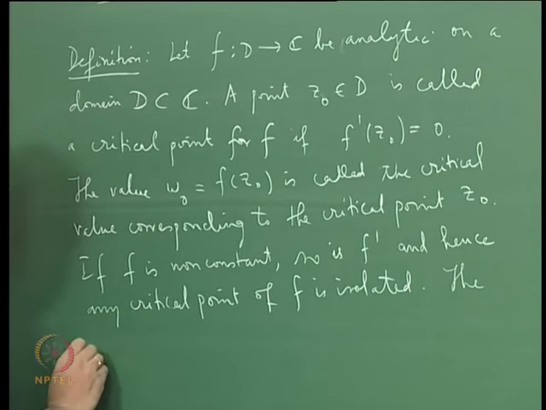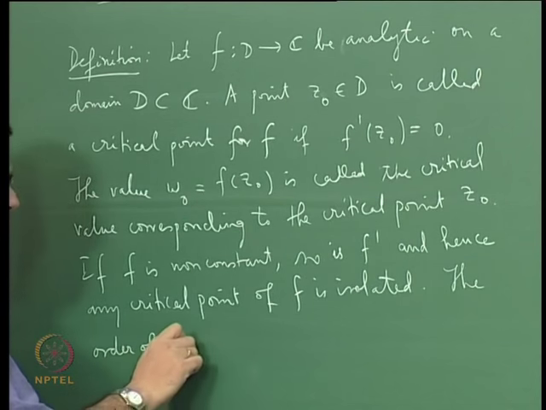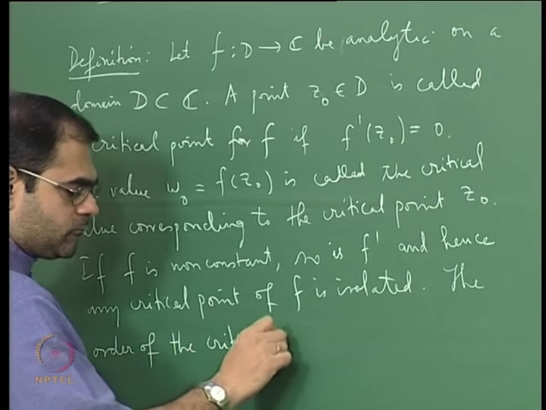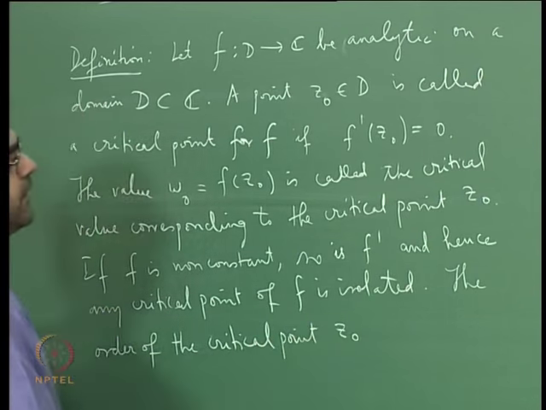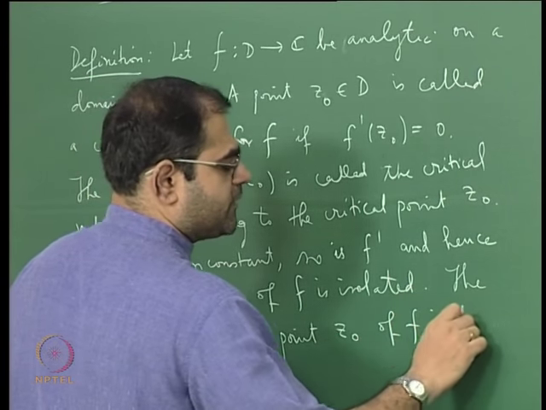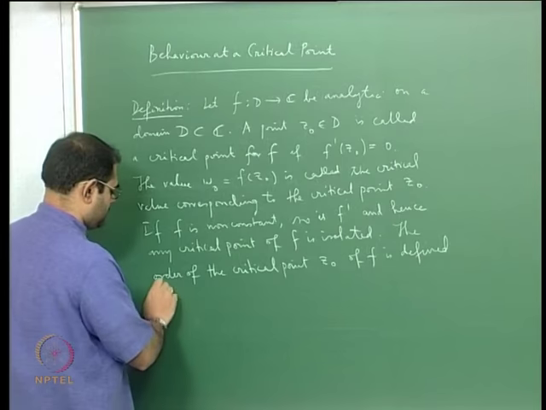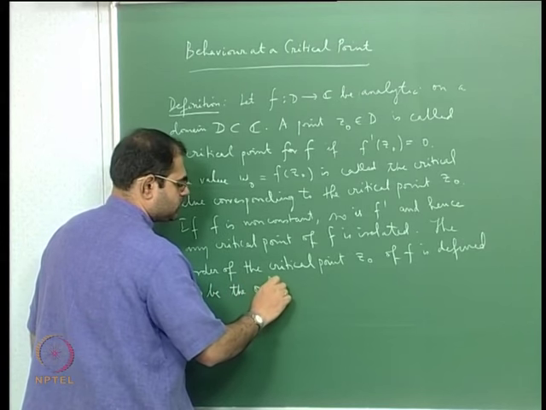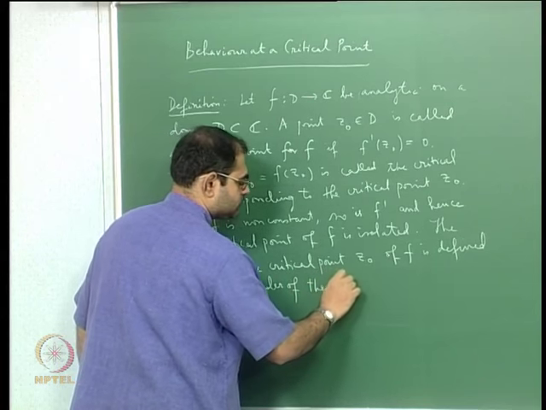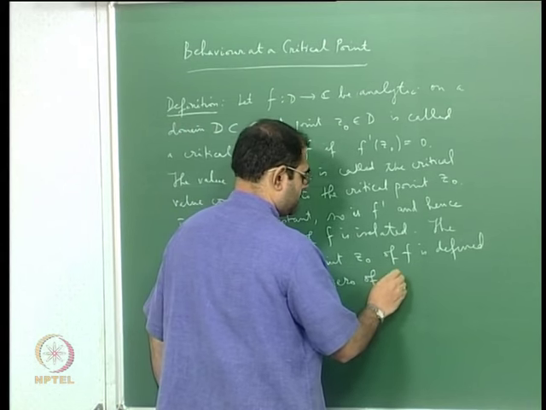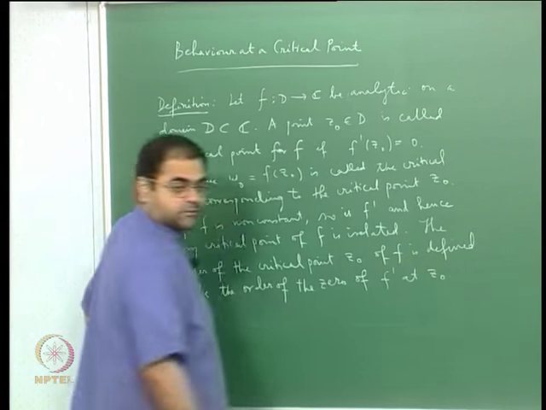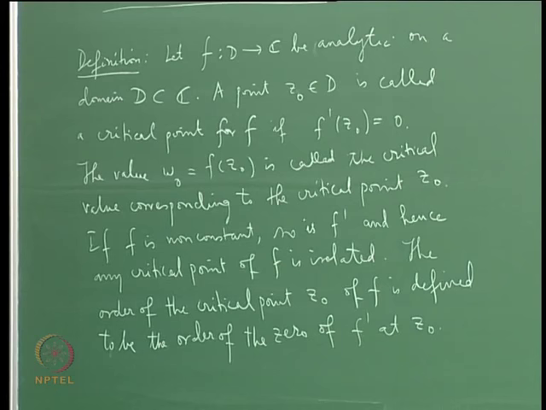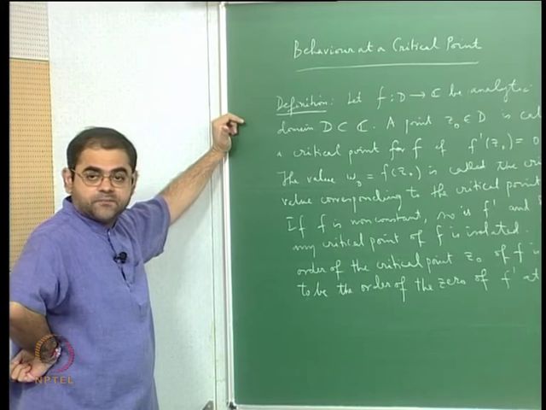The order of the critical point z naught of f is defined to be the order of the zero of f dash at z naught, okay. So this is the definition of what a critical point is, what a critical value is, and what the order of a critical point is, okay.